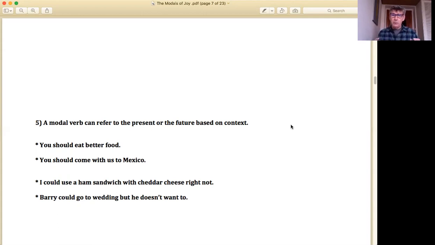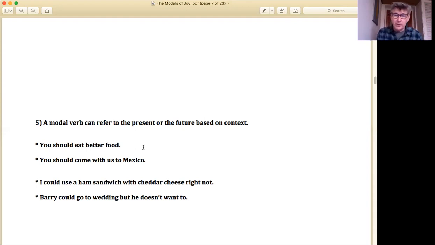But they basically refer to something that's now in the present or something that has an idea or meaning in the future. And the way we can figure out what that is, is based on the context of what we're trying to communicate. So, for example, you should eat better food. All right. Now, is that like we're talking now? Is that in the future? It's sort of like a little bit of both. You should eat better food. I'm not maybe talking about the meal we're having right now, but maybe in general in the future.